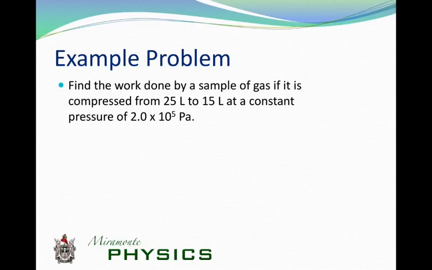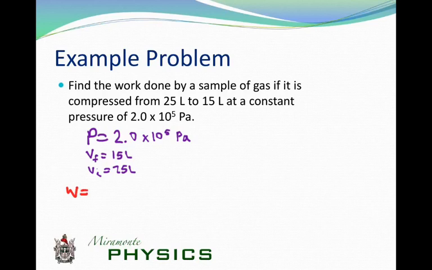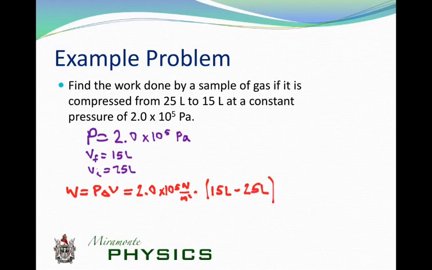Okay, so since we have a situation where we have constant pressure and a compression, we know that the work is going to be equal to P delta V. So P is going to be 2.0 times 10 to the 5th Pascal. The final volume is 15 liters and the initial volume is 25 liters. So we know W equals P delta V in a constant pressure situation. So pressure 2.0 times 10 to the 5th, that's going to be Newton per meter squared, remember that's a Pascal, times 15 liter minus 25 liter, and that will help us find our work.